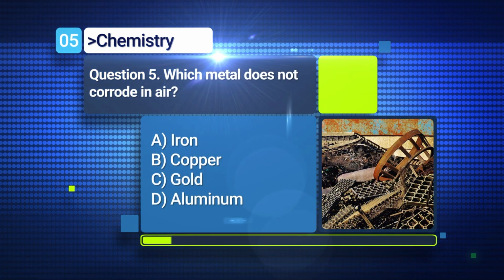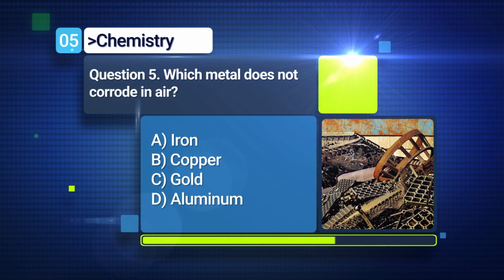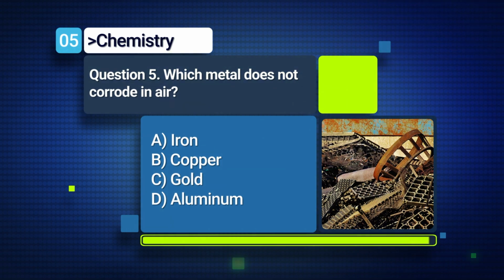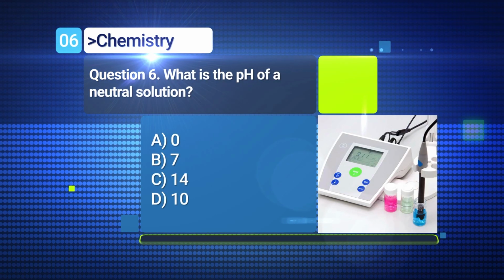Question 5. Which metal does not corrode in air? A. Iron. B. Copper. C. Gold. D. Aluminum. Answer: C. Gold.